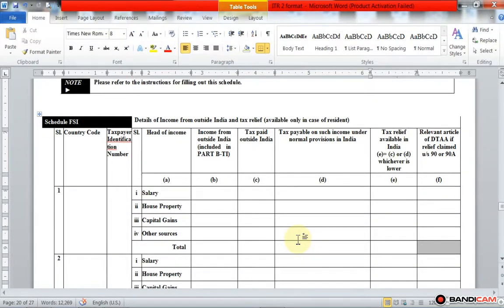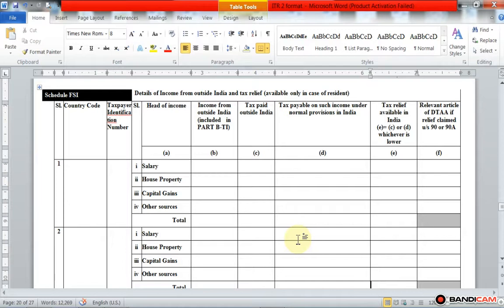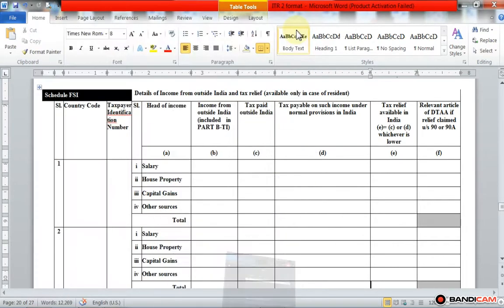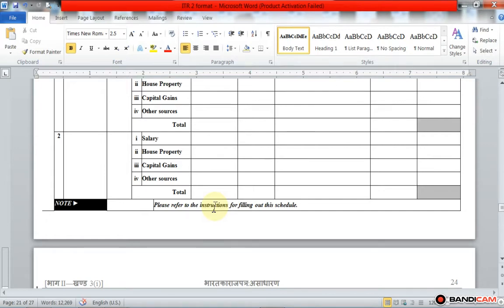Then Schedule FSI. Schedule FSI includes the income from outside India and tax relief available only in case of a resident. So in case of a resident, if the resident assessee has earned income from outside India, then he will get tax relief for the income earned from outside India. So here the heads of income are given, income from outside India included in Part B, TI. Okay, then the next column is tax paid outside India, tax payable on such income under normal provisions in India. So this information, if applicable to the assessee, then we fill. If not applicable, then we ignore this information.